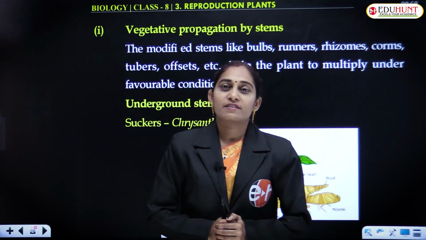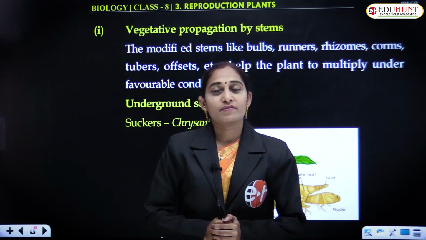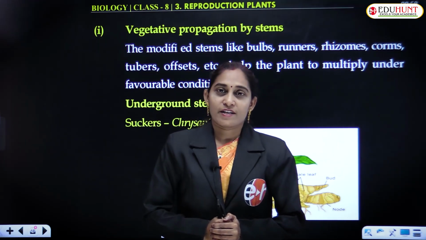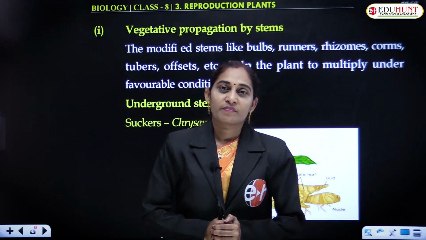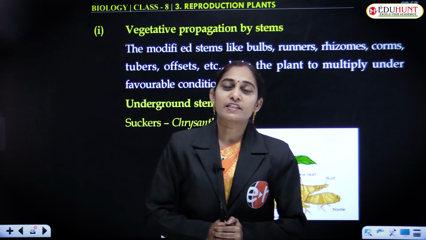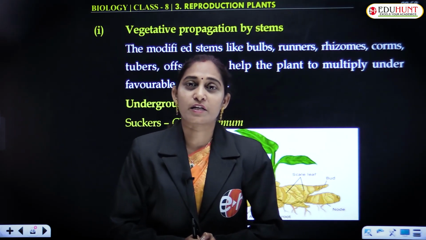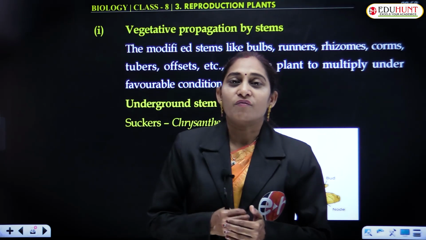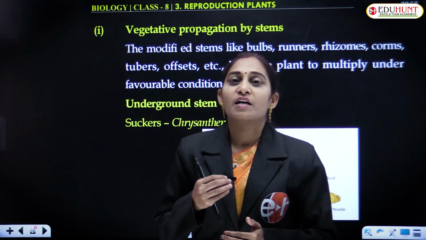There are various natural ways that we have discussed in the previous video. One is rhizome, corm, stem tuber, bulb. These come under the category of underground stems which are used as a vegetative propagation method.